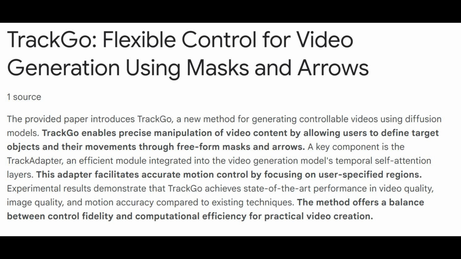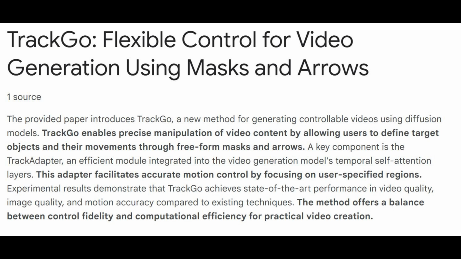Speaking of which, remember that TrackAdapter we were talking about earlier, the part of TrackGo that helps integrate the motion information into the video generation model? Oh, yeah, the translator. Yeah, exactly. Well, the researchers did a bunch of tests to see how the TrackAdapter actually impacted the AI's performance. I'm all ears. What did they find out? Well, they found that adding the TrackAdapter significantly improved the model's ability to focus on the intended object. Okay, so the object the user was trying to control.